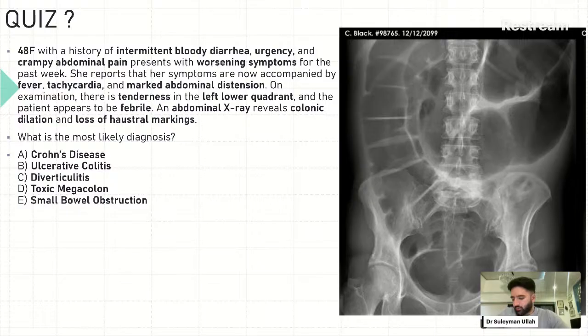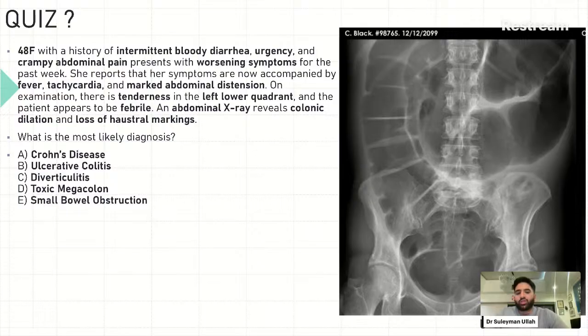Okay, so we've got a quick answer from Peruka. We've got D, which is toxic megacolon. What does everybody else think? We'll give some more time for people to answer. This is one they like to put in med school questions. Okay, good. I think most people were agreeing on toxic megacolon. Well done. So, yes, this is a diagnosis of toxic megacolon.